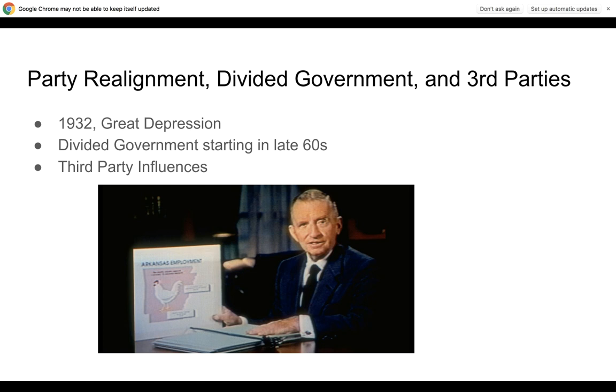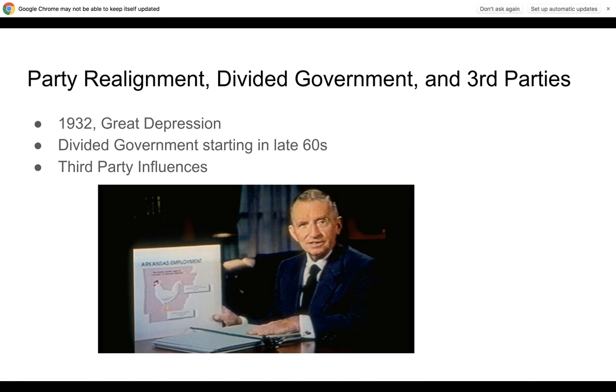We talked about divided government coming about in the 60s. Think of the historical era at the time. Why would people not trust politics? Well, what do you have going on then? You have Vietnam. You have Nixon and Watergate. You have the civil rights movement, which people did not always feel like the government was on board with strongly enough at first. Okay. Then we have third party influences.